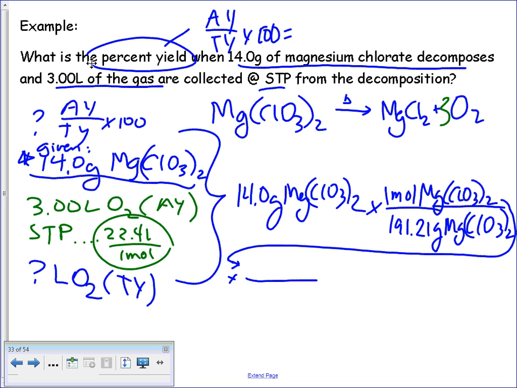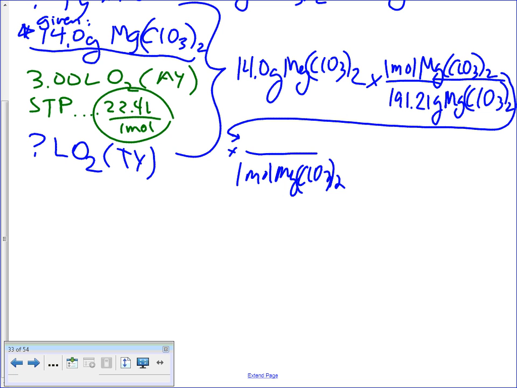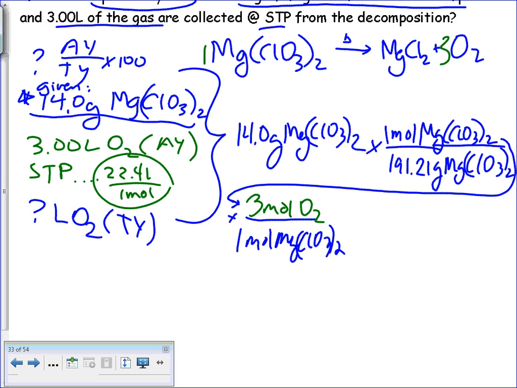Or what goes on bottom? Either way. What do I have to cancel? So the 1 magnesium chlorate on bottom. And what goes on top? 3 moles of oxygen, because that's what the BCE said, according to us here, 1 to 3.